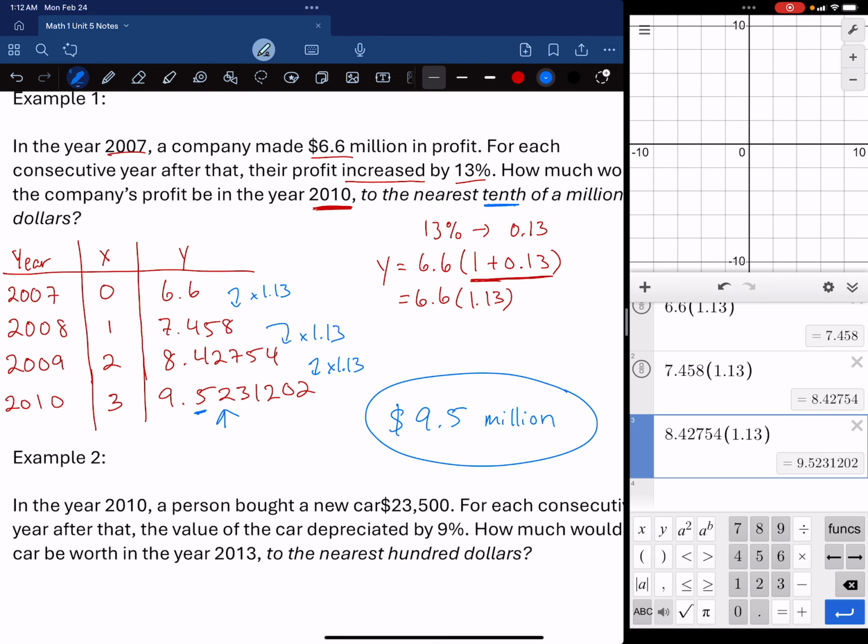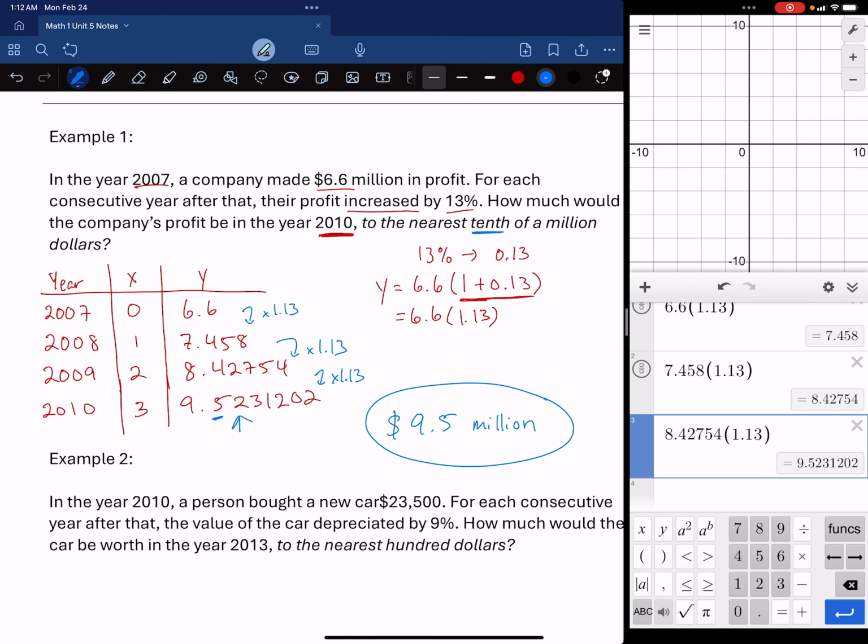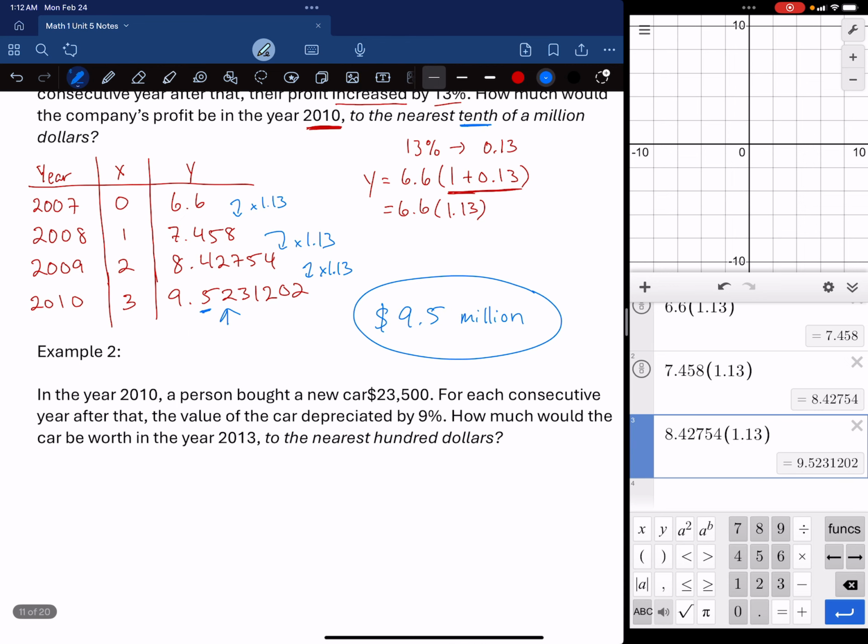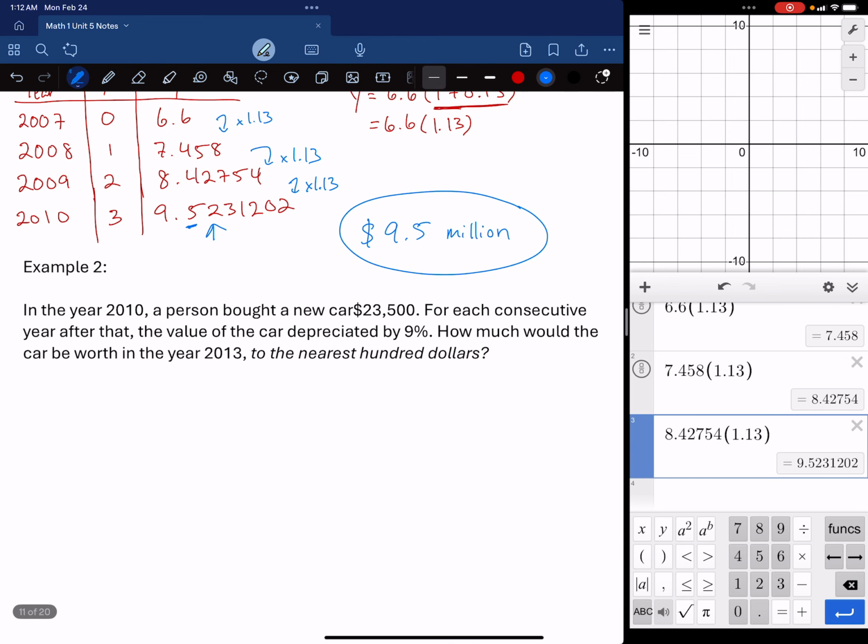So in the year 2010, they have $9.5 million. Okay, let's try example 2. Same idea. So we're going to start by reading it. In the year 2010, a person bought a new car worth $23,500. For each consecutive year after that, the value of the car depreciated by 9%. How much would the car be worth in the year 2013 to the nearest $100?